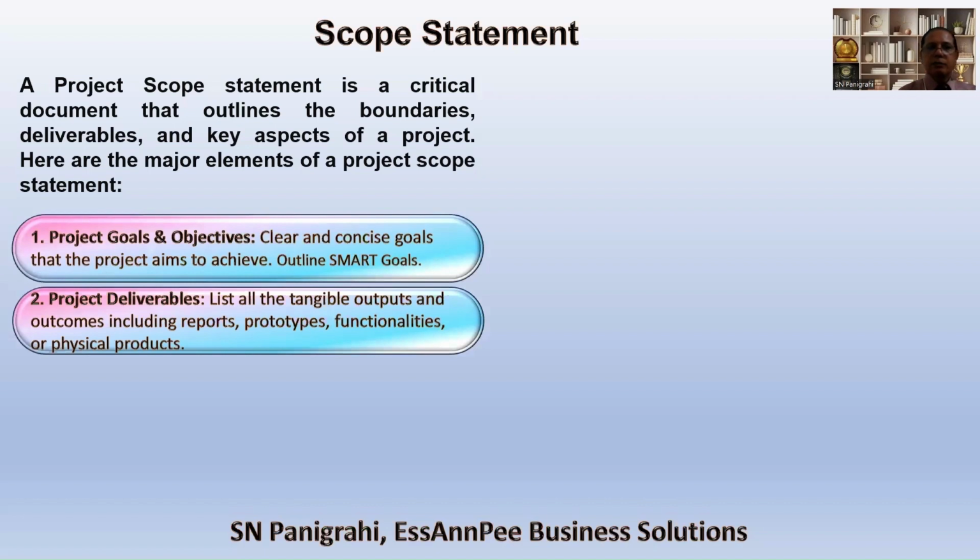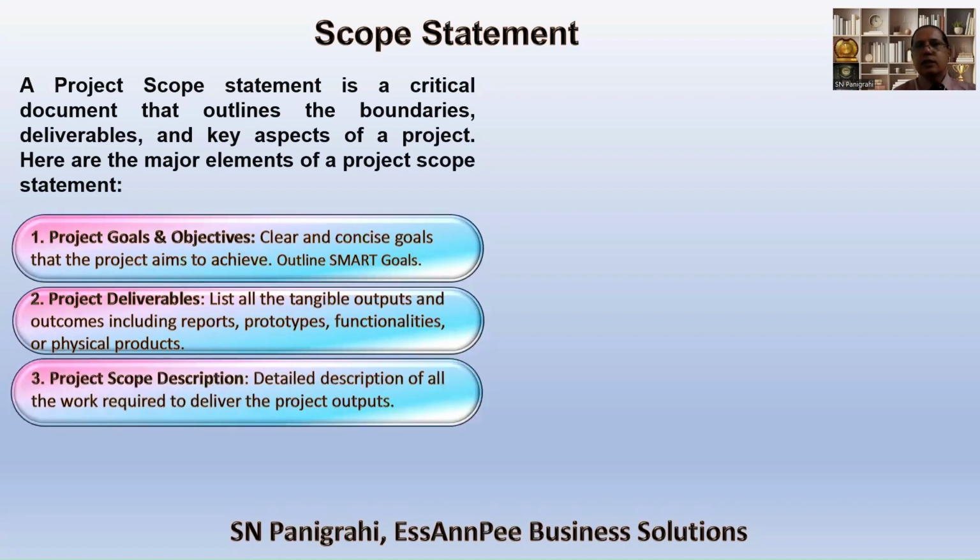Then the project deliverables, because every project has certain deliverables. The deliverables may be tangible or intangible, and those are the outputs and outcomes of a project. That includes prototypes, functionalities, or physical products. In our case, we are talking about constructing a house, an eco-friendly house. So what does the scope statement include in a house construction? I will explain in the subsequent slides.